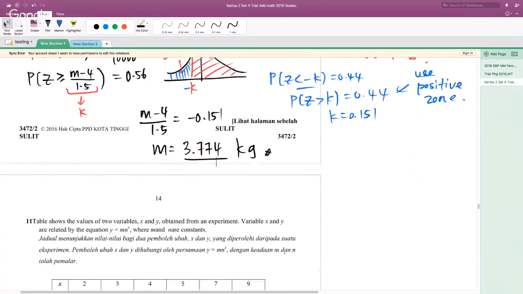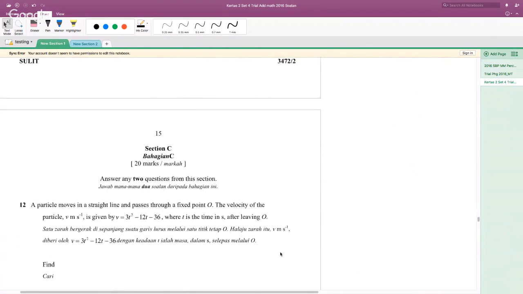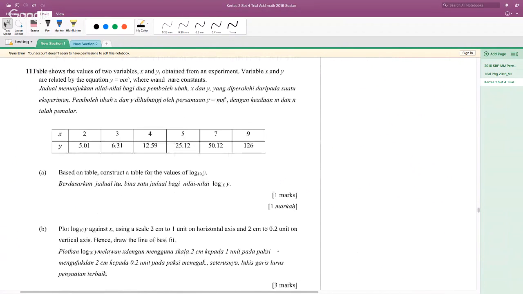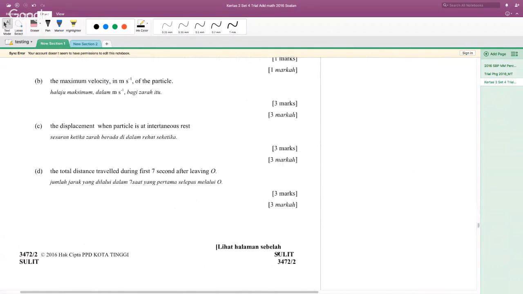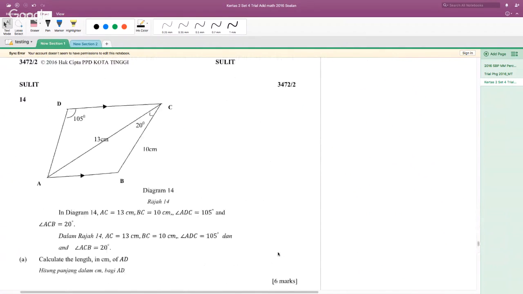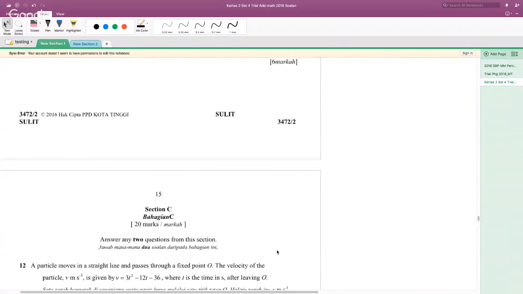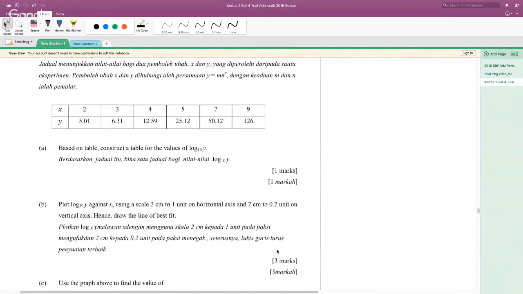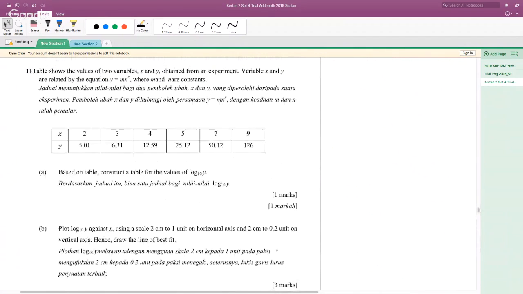Yeah, I guess we have linear law. Okay, the linear law, I don't think I will sketch. I don't think I have a graph paper here as well. So I won't sketch this one, but I will teach you about this thing. We have the equation here, which is y equals to m n power of x. M and n are constant. So based on the table, construct values log 10 x, log 10 y.